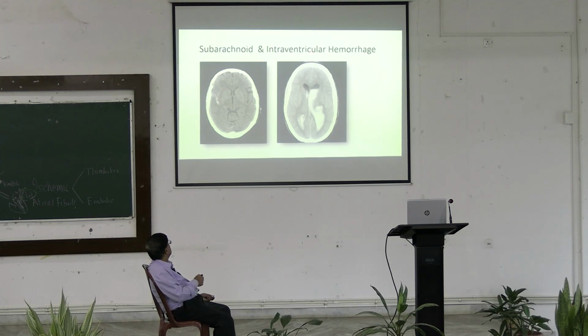There is subarachnoid hemorrhage. Here there is a big hemorrhage, and that hemorrhage has entered into the ventricle also. This black area is the ventricle. That hemorrhage has entered as a ventricular hemorrhage. So, this is a subarachnoid intraventricular hemorrhage. Initially, it was a parenchymal hemorrhage, but the hemorrhage was very big and it involved the ventricle, so it goes to the ventricle also. So, it is an intraventricular extension of the hemorrhage.